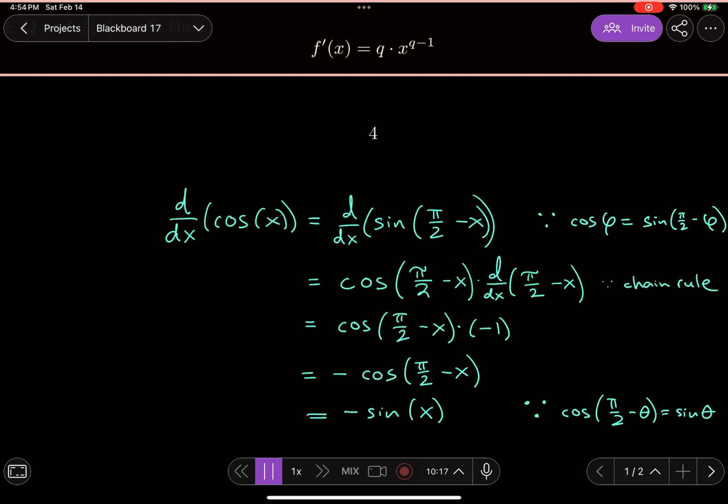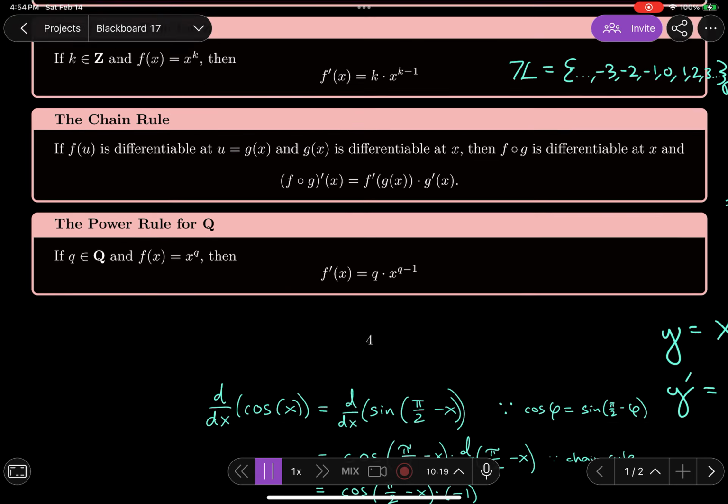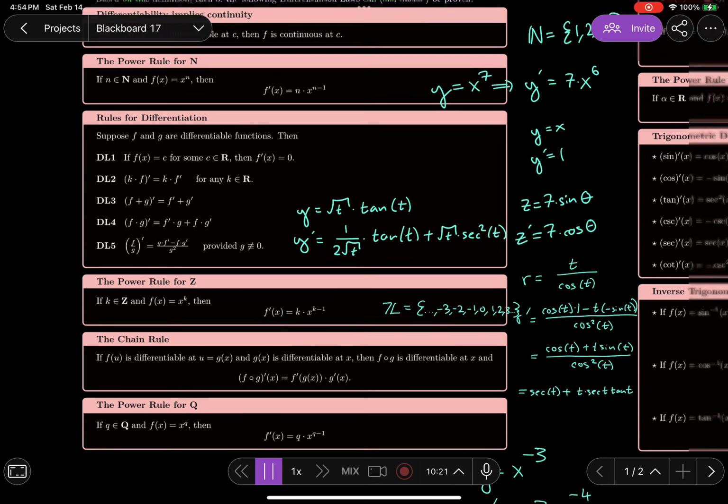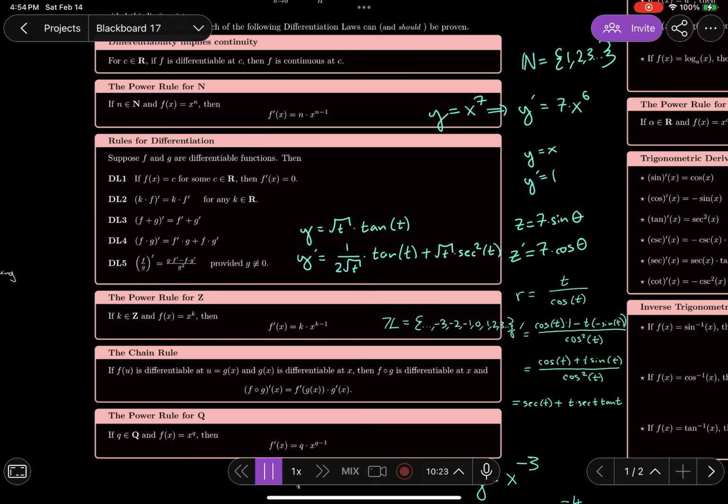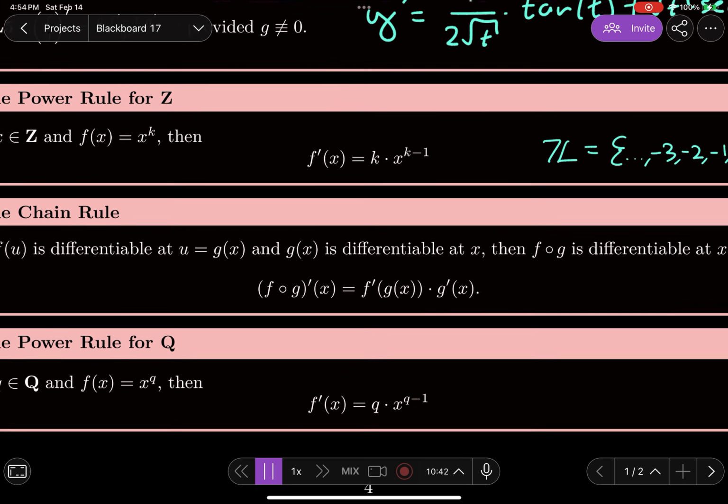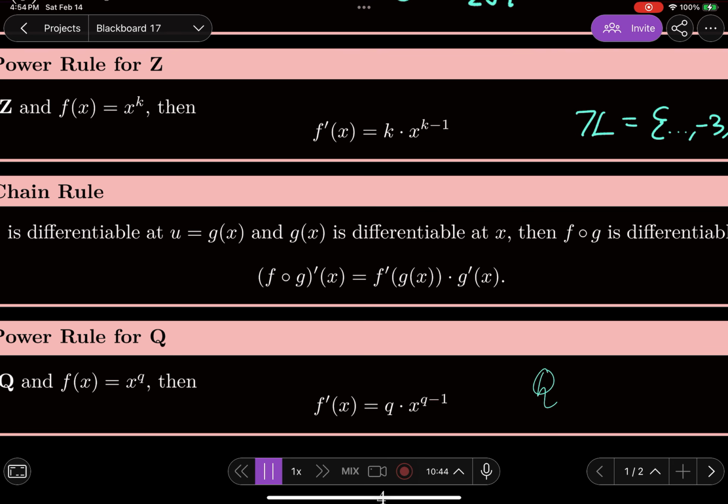And the big thing we're going to do next is expand this power rule even further. So we have the power rule for the naturals. We have the power rule for the integers. And we're going to use this chain rule and the power rule for the naturals and the power rule for the integers to prove the power rule for the quotients. A little bit of review: Q is like the set of fractions.